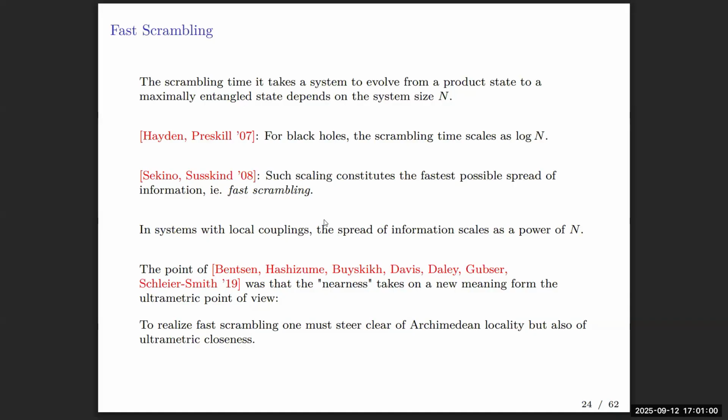Things are totally scrambled. And so the point is, in systems with local couplings, the spread of information is limited, because the couplings are local, so things have to disseminate throughout the system. To really implement this kind of log-n behavior, you need some kind of non-local couplings, like you might see in the SYK model. And the point that this paper made was that this concept of what's near has a new meaning in the hierarchical context. As I mentioned, you must stay clear of both kinds of locality.